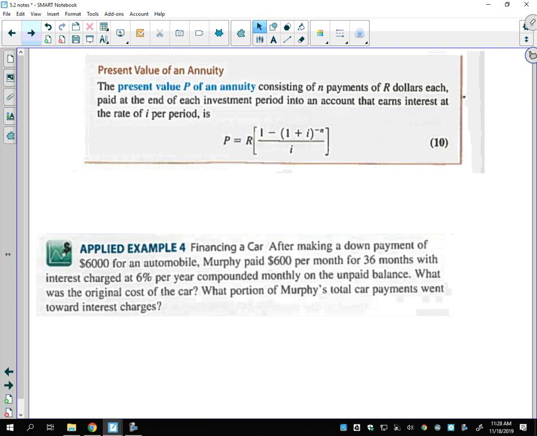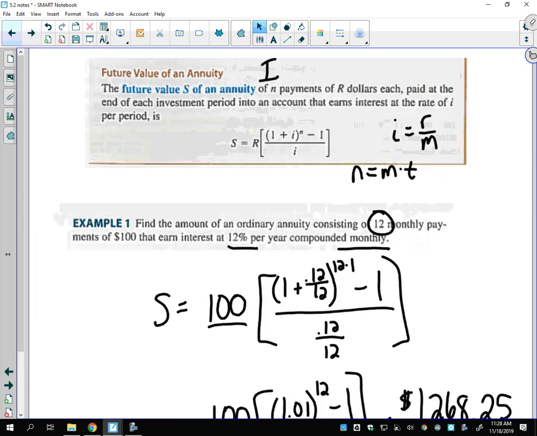The other formula is if you're paying something off. So present value consists of n payments of $R paid at the end of each investment period in an account that earns interest at the same i. Notice this has a negative power. I always remember that the one with the negative is the one where I'm making payments. So this is when you're paying a bill, whereas future value is when you're investing money, like into a retirement. That's how I remember the difference between them.